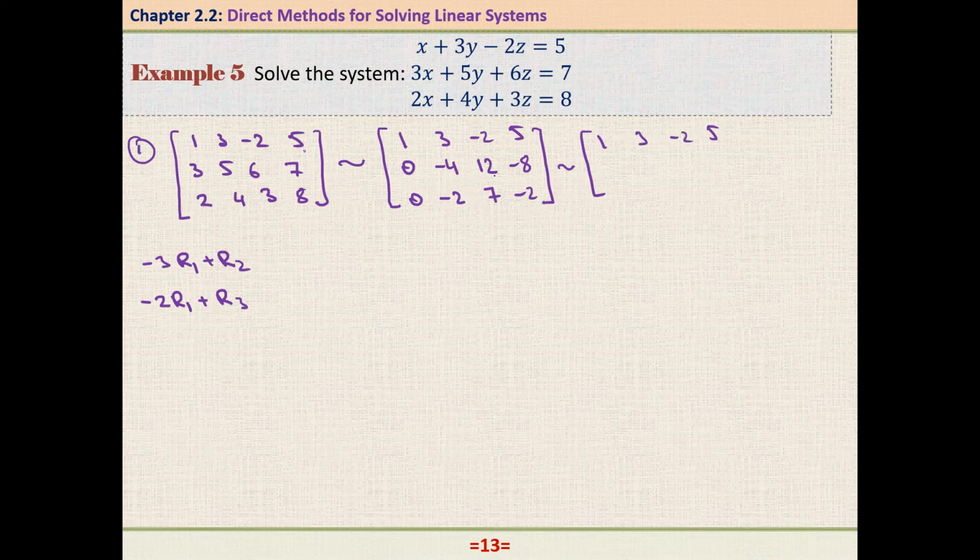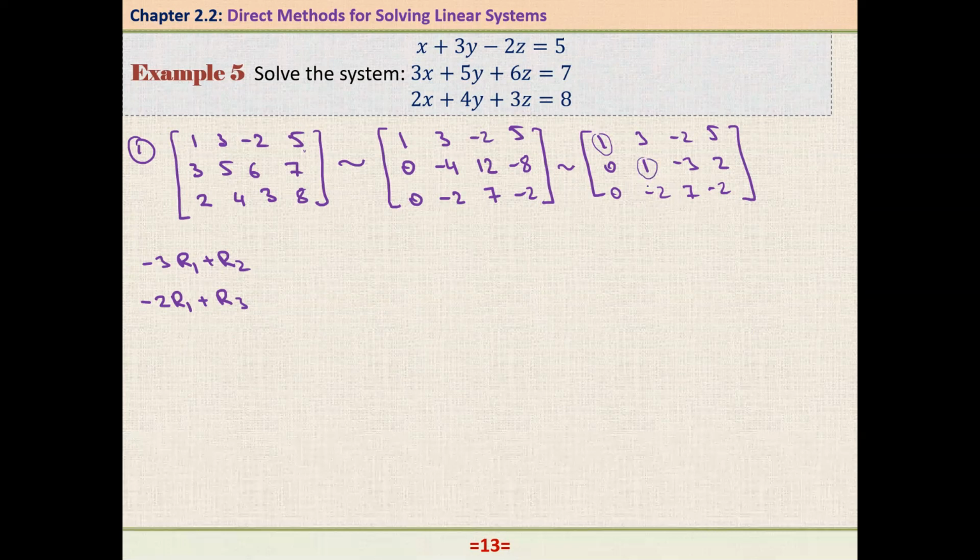I can simplify the second row, right? I can just divide by -4. If you divide by -4, what do we have here? 0. -4 divided by -4 is 1. Here we have -4, so it is -3. -8 divided by -4 is 2. And here we have 0, -2, 7, -2. Now that one is the pivot. Actually, it doesn't have to be 1, but I just did this to get a simpler form.